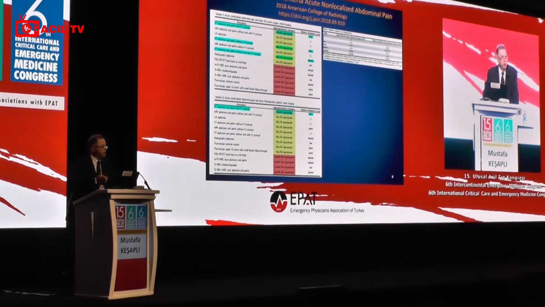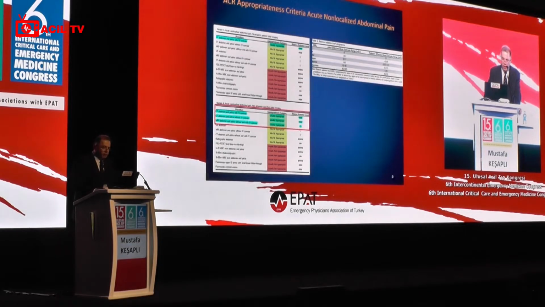The American College of Radiology suggested 4 different variants of abdominal CT use in the ED. First of all, one of them is abdominal pain plus fever, with no prior surgery or with prior surgery, and the other one is abdominal pain plus neutropenia. All of them are appropriate modalities of evaluation, according to the American College of Radiology.